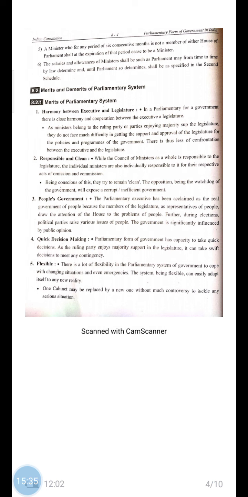Then third one is a people's government. The parliamentary executive can be claimed as a real government of the people because the members of the legislative are representatives of the people. They draw the attention of the house to the problems of the people, and during the election the political parties raise the various issues of the people. So the government is significantly influenced by public opinion.